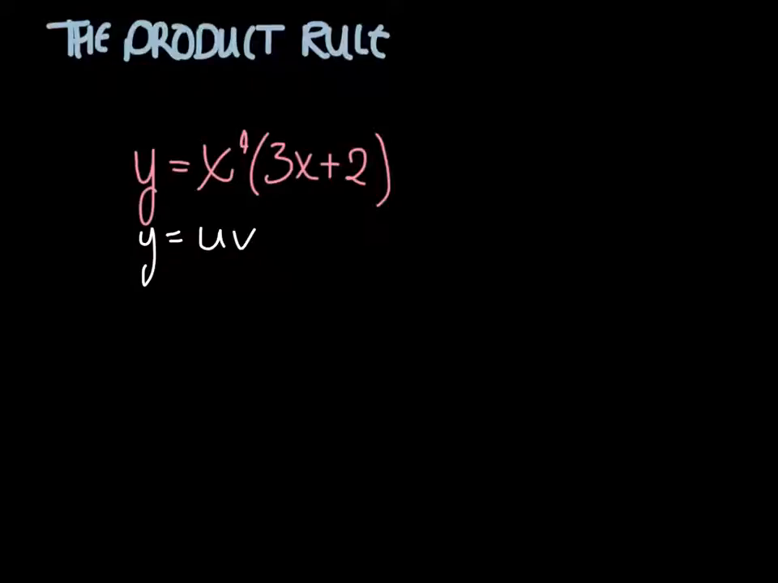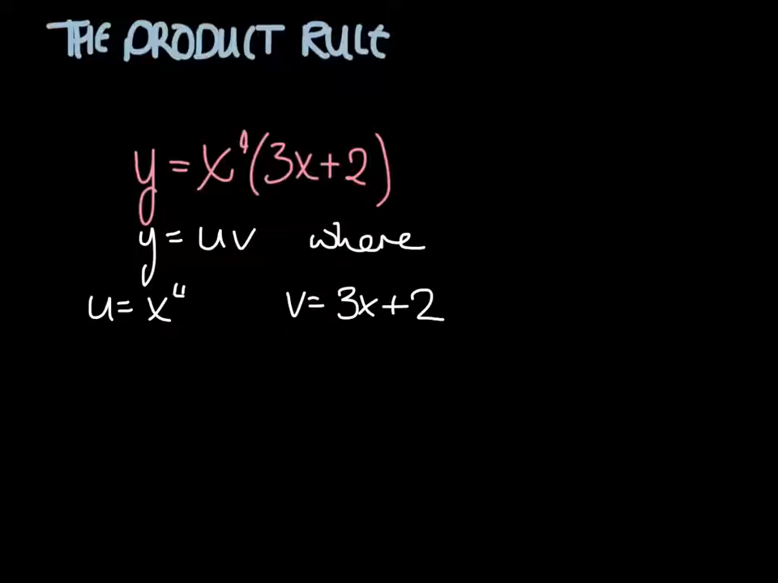So we're saying I'm looking for the case where I've got some function u multiplied to some function v, and now I can assign functions to u and v. So I can say y equals u times v, where u is x to the power of 4 and v is 3x plus 2. Now we can clearly see these two things are multiplied together. There is a product there, so in order to find the derivative we will use the product rule.